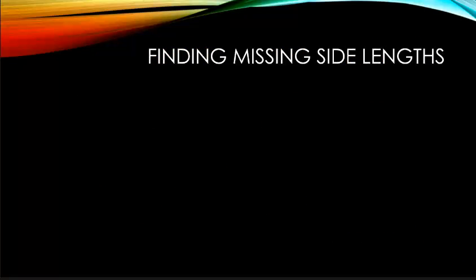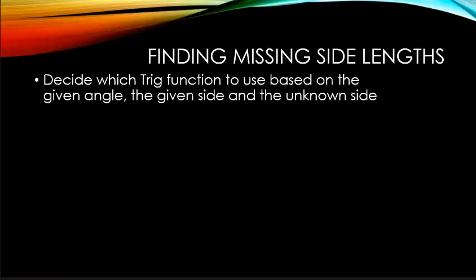Now we can use all of these different relationships to find missing side lengths. So we just found out how to find the missing angle. We can use the same relationship, sine, cosine, tangent, to find missing side lengths. And it takes a process, a strategy.